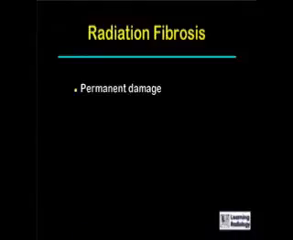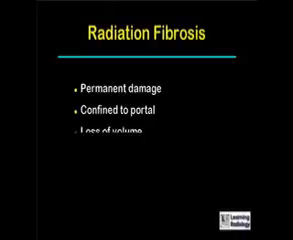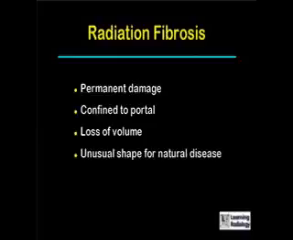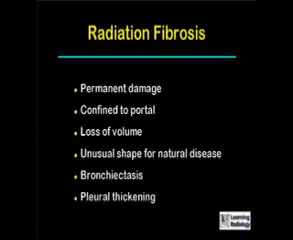Radiation fibrosis implies permanent damage. It's confined to the radiation portal. There is usually a loss of volume associated with radiation fibrosis. It's diagnosable because it presents with a shape that is extremely unusual for a natural disease. There may be bronchiectasis in the radiation portal, as well as pleural thickening.